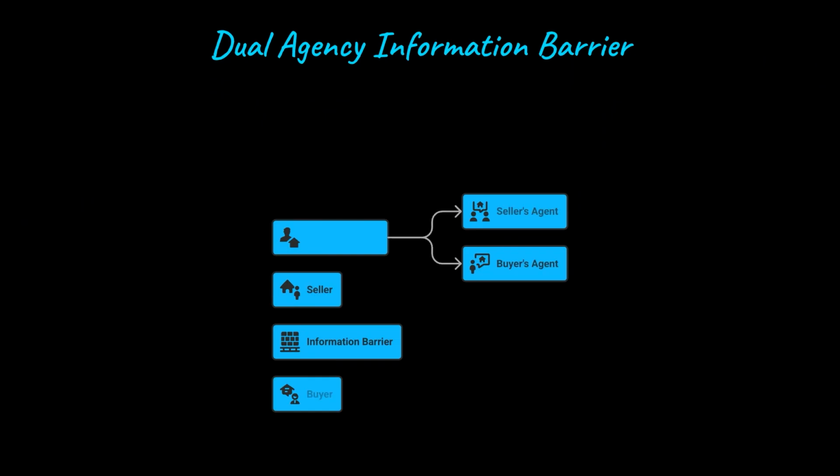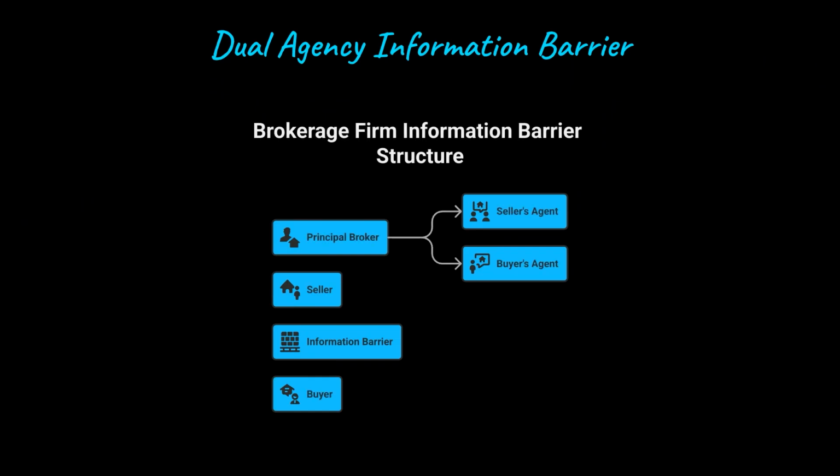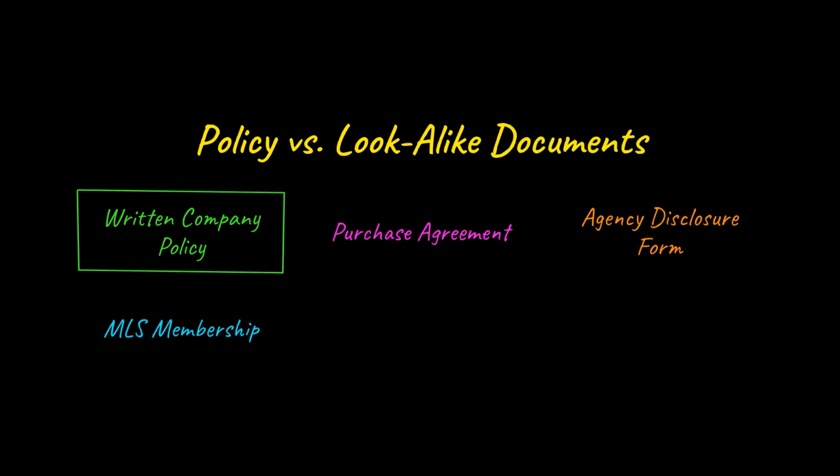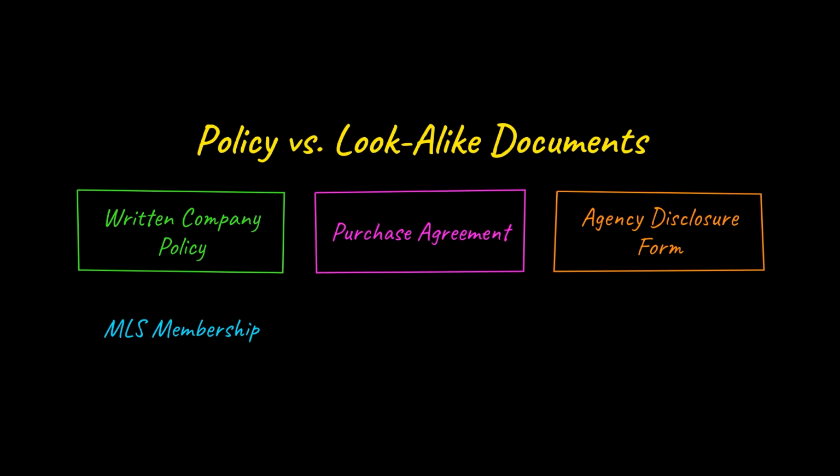When one licensee represents the seller and another represents the buyer inside the same firm, confidential information must be kept separate. The company policy defines the information barrier that prevents each side from accessing the other's sensitive details. 3 common lookalikes trip up exam takers. A purchase agreement governs one sale's terms. An agency disclosure form is signed per transaction. MLS membership is a marketing affiliation. Only the written company agency policy sets the firm's representation rules for every deal in advance.